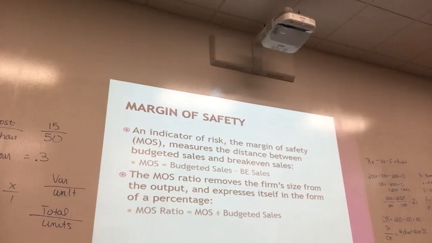We also can get the ratio, which removes the firm's size from the output and expresses itself in a form of percentages. So we have the margin of safety divided by budget sales. That gives me my ratio. So basically I can drop 50% and still be okay. My sales can be reduced by 50%, I'll still be okay. The minute it goes above 50%, then I got some issues. Okay? Questions on that?